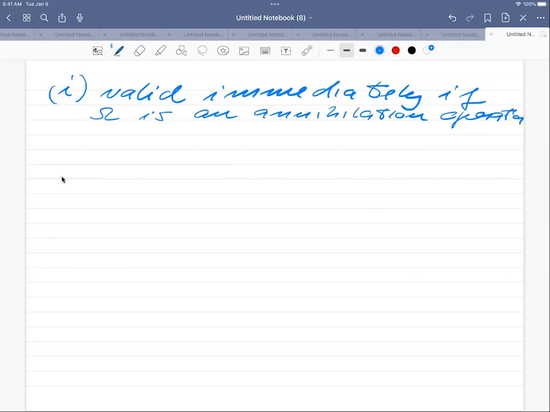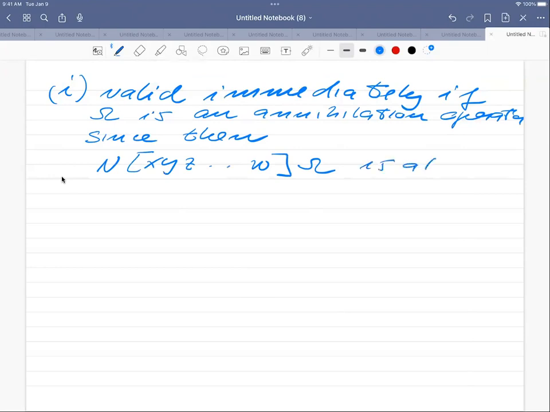So this is the case because if that's an annihilation operator, then if we take n of x, y, z to w, so this specific term, if you look at that one, the first part is normal ordered. If I multiply that with an annihilation operator, it's already normal ordered. So this is pretty obvious, right? So this is already normal ordered.